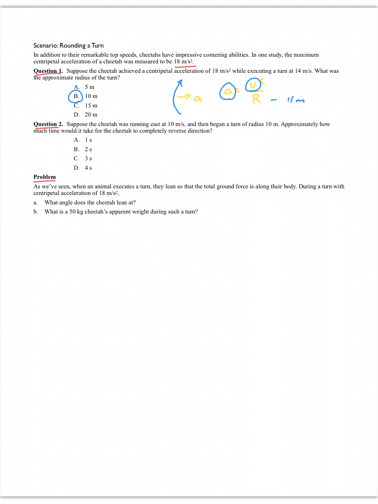Next up, suppose the cheetah was running east at 10 meters per second and began a turn of radius 10 meters. How much time would it take for the cheetah to completely reverse direction? Well, we're treating this as a circular motion problem, because it turns corners in circular arcs. The cheetah's going east and turns around and ends up going the other way. If you think about this, that's just 1/2 of a circle. So it's going to be 1/2 of the period for circular motion.